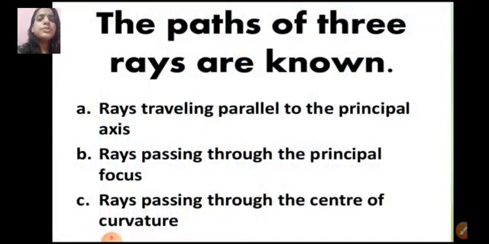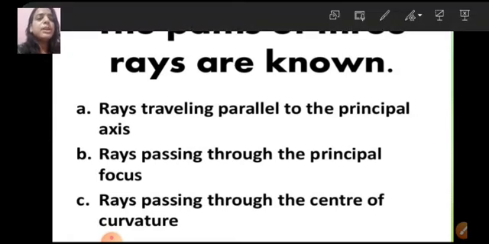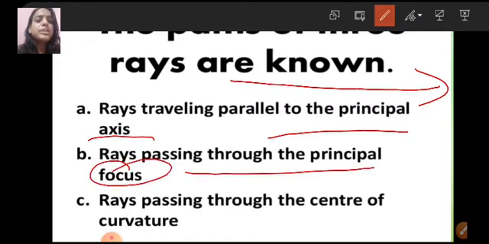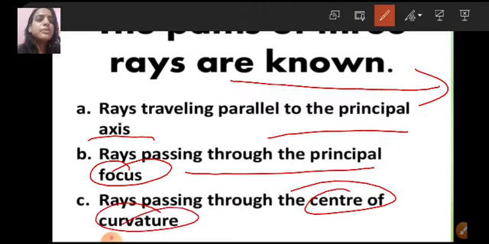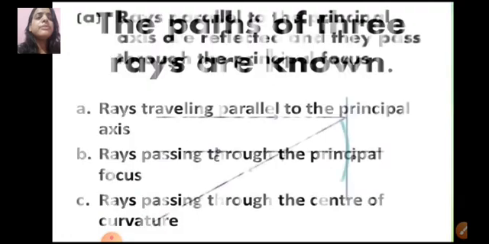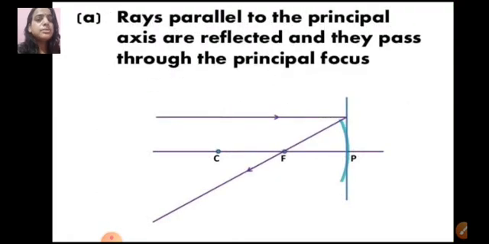First of all, we should know the principle behind tracing the image, the principle behind focusing or formation of image in concave and convex mirrors both. For that we need to know three rays. First of all, the ray traveling parallel to the principal axis. Second, the ray passing through the focus, and third, the ray passing through the center of curvature. These are the three rays that we will be considering whenever we will be drawing ray diagrams.